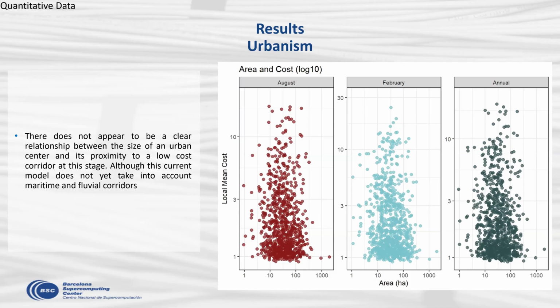And this is very possibly because this version of the model is purely terrestrial. We don't have the maritime stuff yet, so a lot of these big urban centres are coastal, like port cities. Once we add in these maritime corridors, we might see there actually is a clearer relationship with the size.